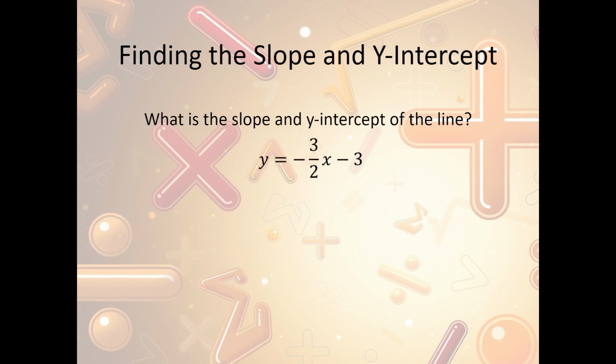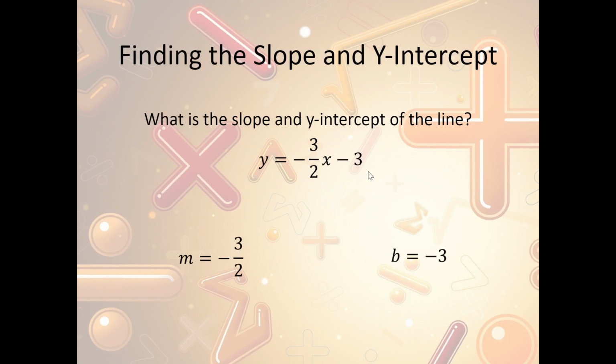Let's look at another example. We have y equals negative 3 halves x minus 3. Well, same thing. It's a slippery slope to get hung up on your x. So the slope is the one that's attached to the x, which is negative 3 halves. So that's my slope. And my y-intercept is the lonely one. Well, the lonely one in this case is negative 3.